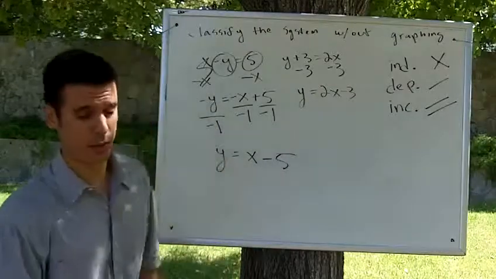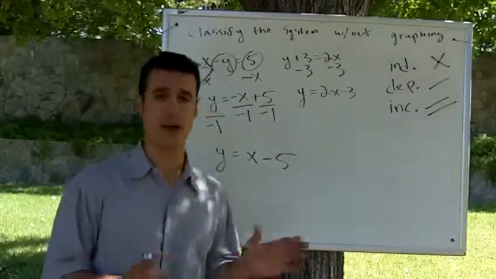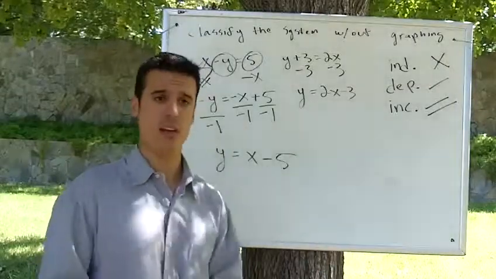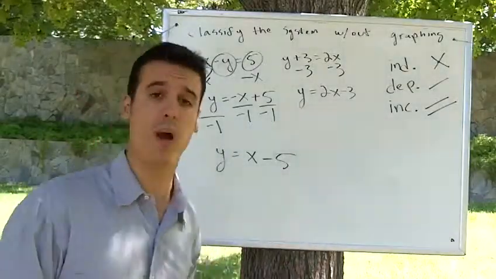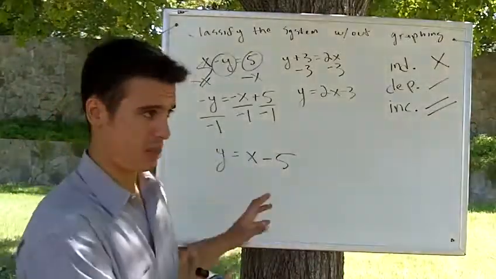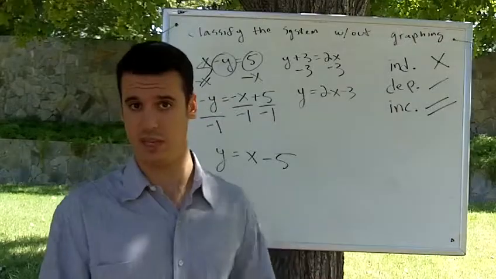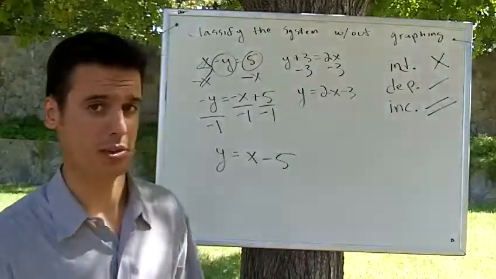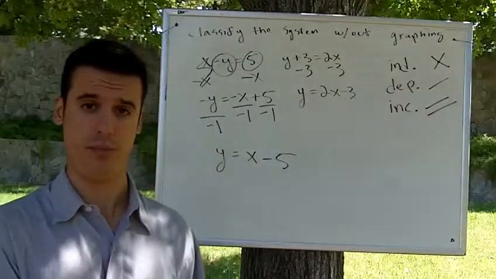Okay, great. We solved for y in both equations. Now, without graphing, let's look at the y-intercept and the slope. Now, if they have the same slope and the same y-intercept, then it's the same line. Okay, if they have the same slope, same y-intercept, it's the same line. If they have same slope but different y-intercept, then the lines are parallel.